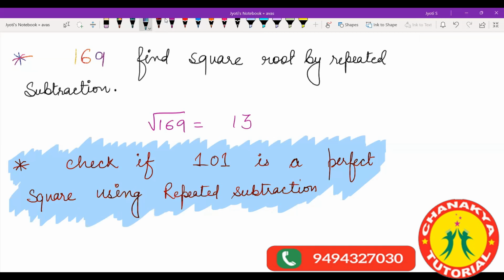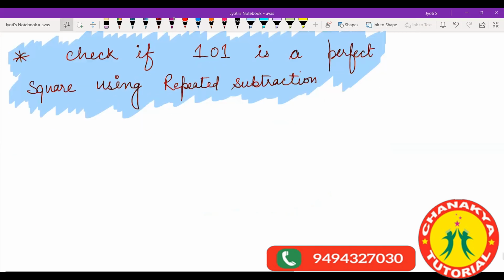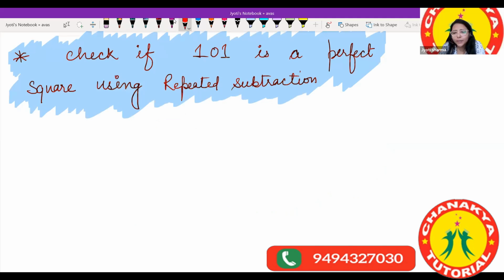Ma'am, in the 169 problem, I got 42 minus 23 is equal to 19. Then how can I do 19 minus 25? Who is saying this? Please tell me your name. Pranav, ma'am. Okay, Pranav, with you, 169 minus 1.